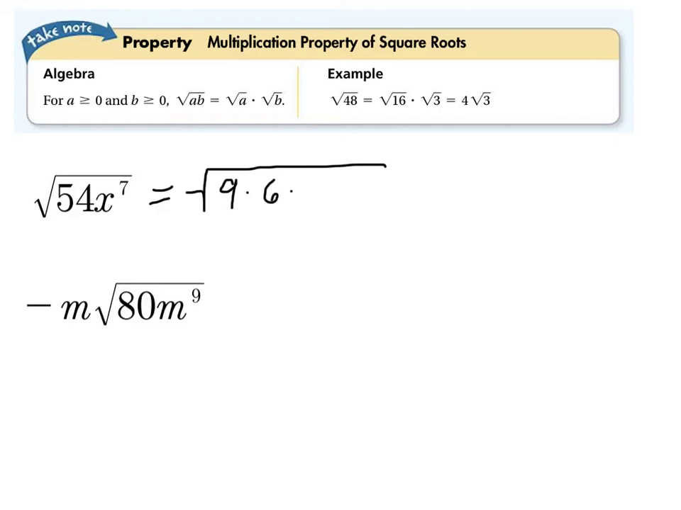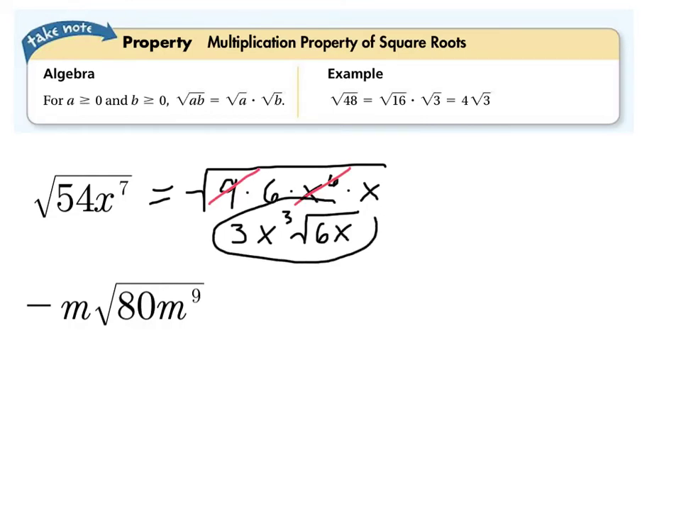But you're going to do the same thing with the variable. You're going to make it x to the 6th, because 6 is even, times x. Because I can take the square root of an expression that has an even exponent, but I can't take the square root of just an x or an x that has an odd exponent. So now I'm going to take the square root of whatever I can. I can take the square root of 9, and I can take the square root of x to the 6th. And that's going to be 3 and x to the 3rd. I cannot take the square root of 6, nor can I take the square root of x. And this is the end of the problem. This is the simplified form of this.